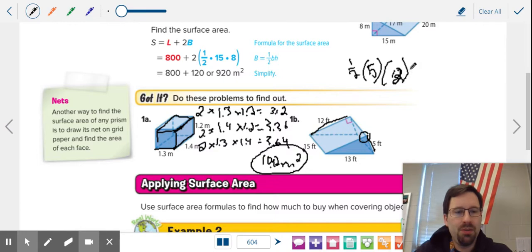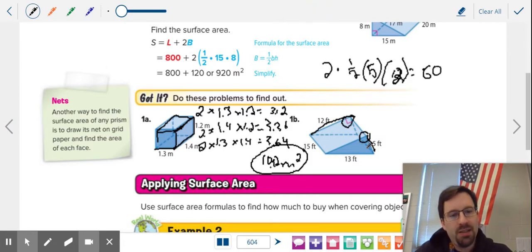The 13 will be used for, and remember there's 2 of these, so we're going to put a 2 in the front here. The 13 will be used for the rectangles, not the triangles, because it doesn't meet at a right angle. You have to find that right angle. This 13 does not meet the requirement. So 2 times a half is 1, 1 times 5 is 5, 5 times 12 is 60.